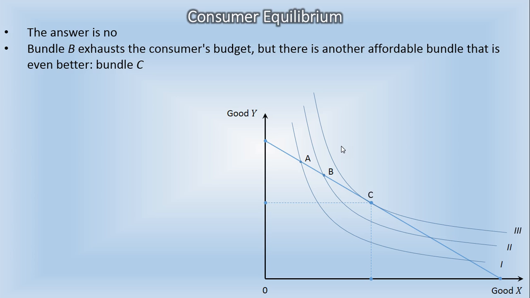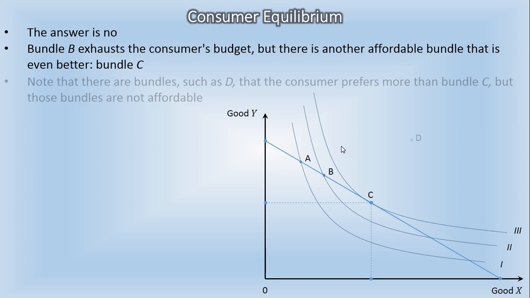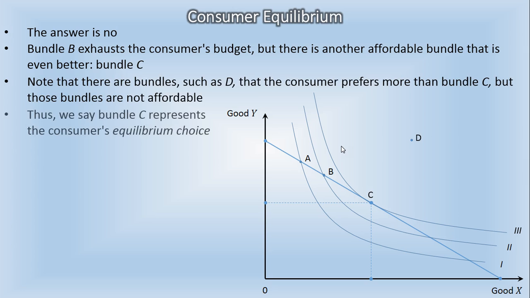curve. This indifference curve is just tangent, it's just touching the budget constraint, meaning that the consumption bundle on that curve is the best the consumer can do as far as satisfaction, given her income and the prices that she faces. So note that there are other bundles such as D, let's say, that the consumer does prefer more than C, but obviously that's not an affordable bundle.